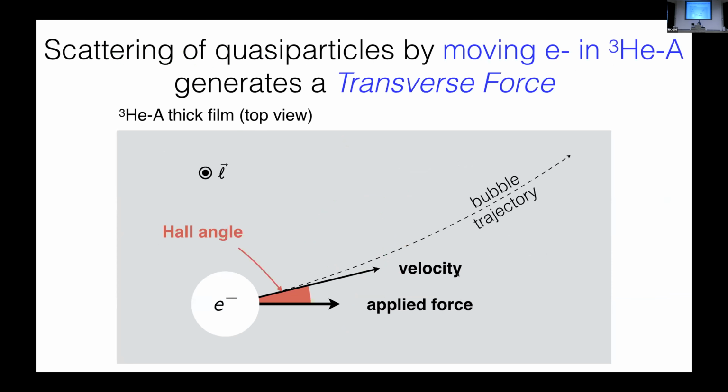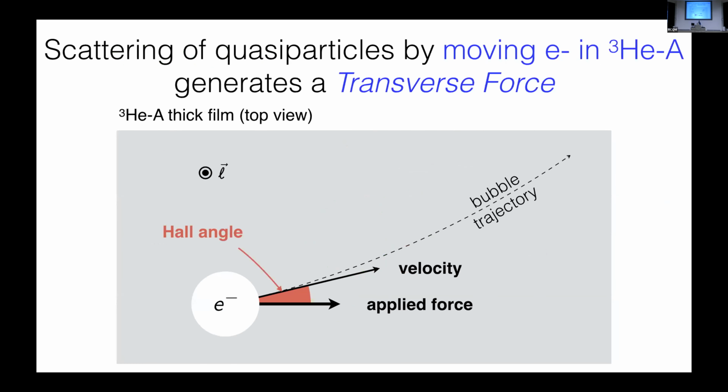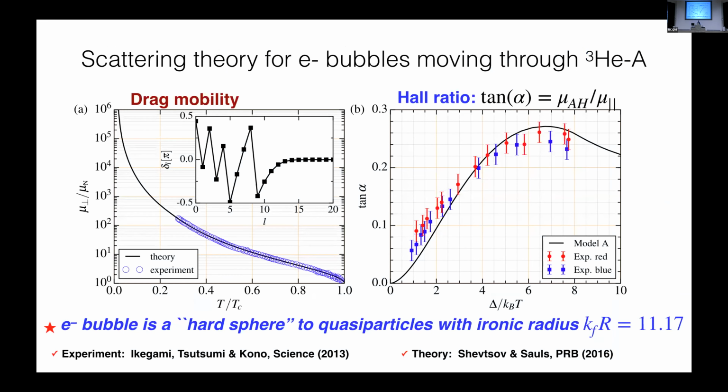So the net effect, of course, is that we're going to have a velocity that's not collinear with the applied force in the mean, and we represent that by the Hall angle here. So I have another problem with advancing. There we go. So this is the summary of the comparison of the theory that Alexei and I worked out for the Hall mobility of electron bubbles in the A phase.